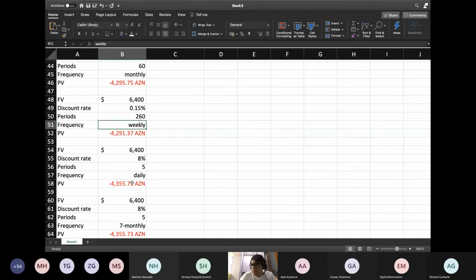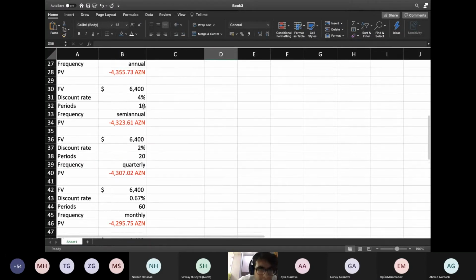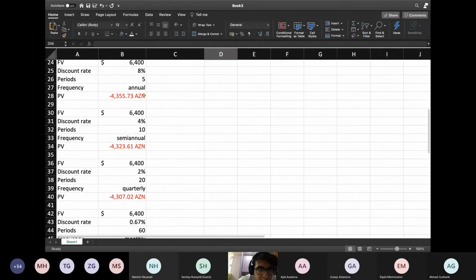And daily we have 365 days in a year. And also let's multiply it by 365. You see it decreased again. It is going to decrease because you are increasing the compounding periods.